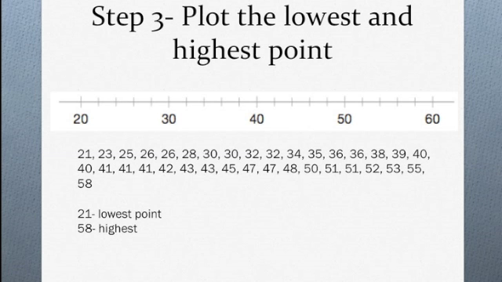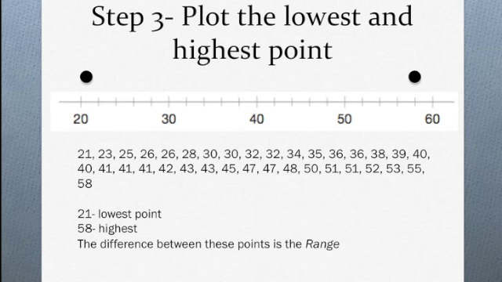Your step 3 is to plot the very lowest point, 21, and the very highest point, 58, using dots. And you'll see that here. The difference between these dots, if you did 58 minus 21, would be your range. So the range of this data set happens to be 37.